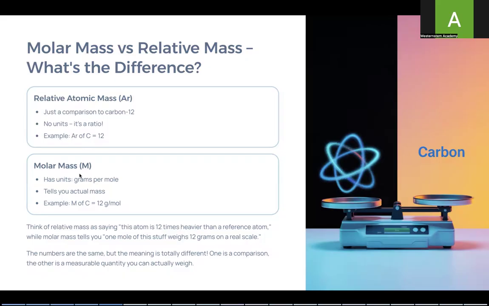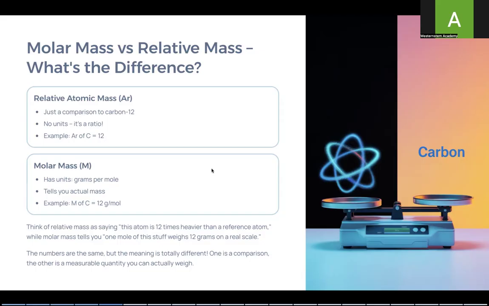While the molar mass, referred to as M, has units. This unit is grams per mole. It tells you the actual mass. Example, the molar mass of carbon equals 12 grams per mole. Think of relative atomic mass as saying this atom is 12 times heavier than a reference atom, while molar mass tells you 1 mole of this stuff weighs 12 grams on a real scale.